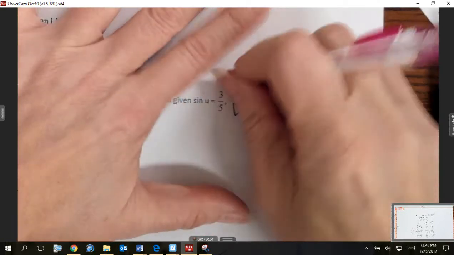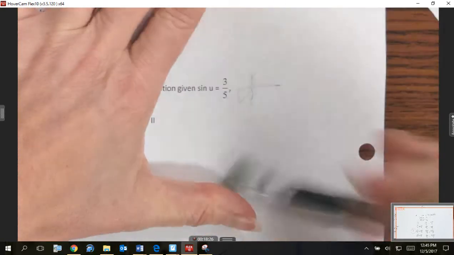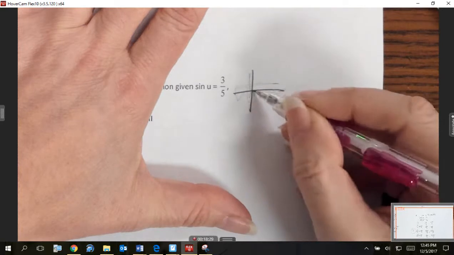Oop, that's not quadrant 2. Try that again. Quadrant 2 would be there.